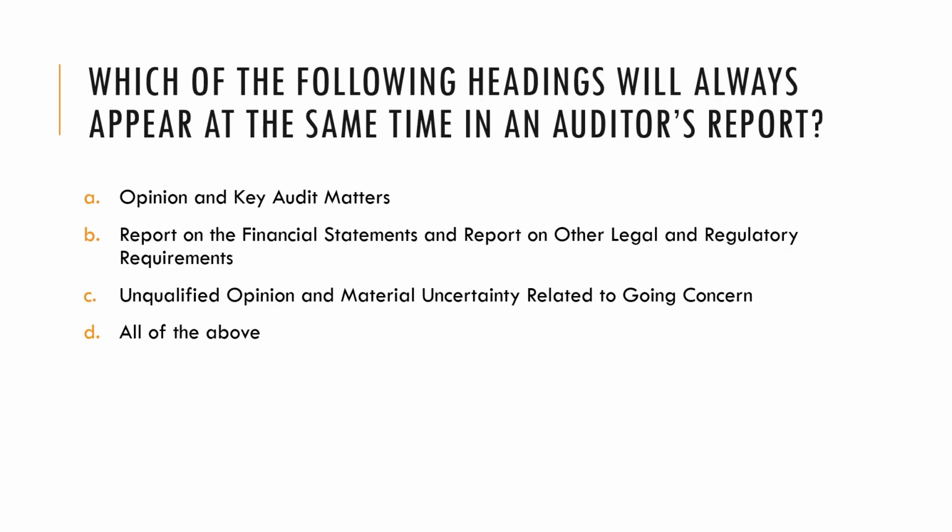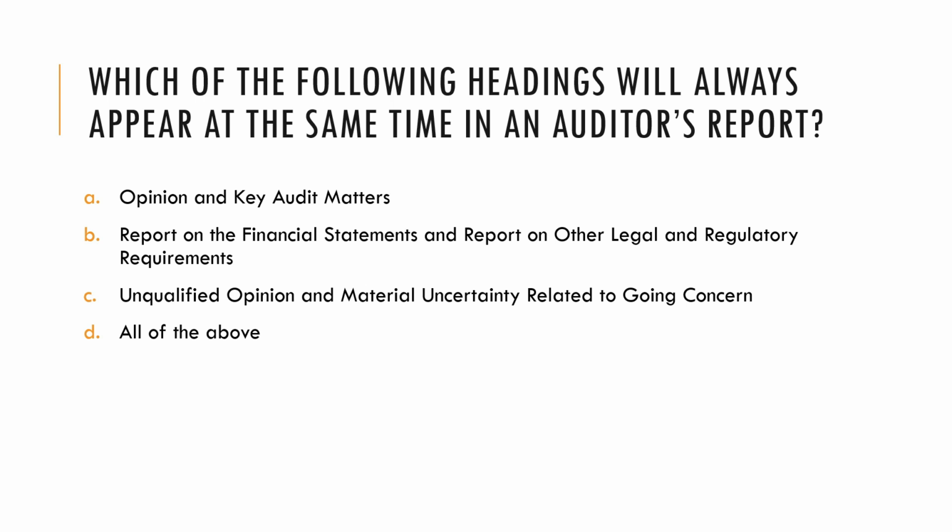Okay, so our next question is which of the following headings will always appear at the same time in an auditor's report? Now, we know PSA 700 has provided us with all of the details and all of the guidelines that we must remember when preparing an audit report. Now, which of these two will always appear at the same time? So, letter A would talk about opinion and key audit matters.